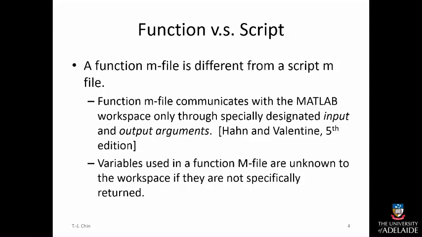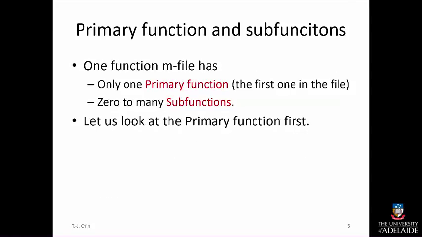So variables used in a function M file are unknown to the workspace if they are not specifically returned. I'll get back to this when I'm going to show you a function.